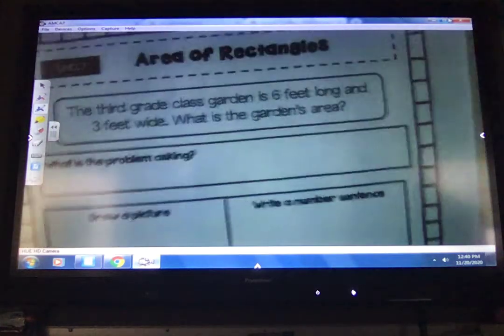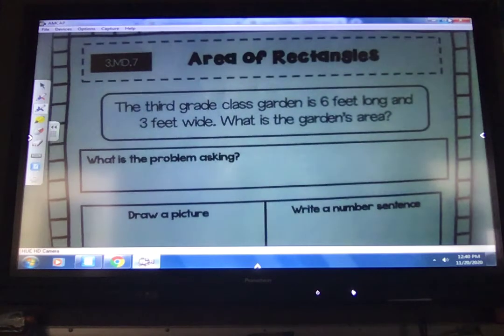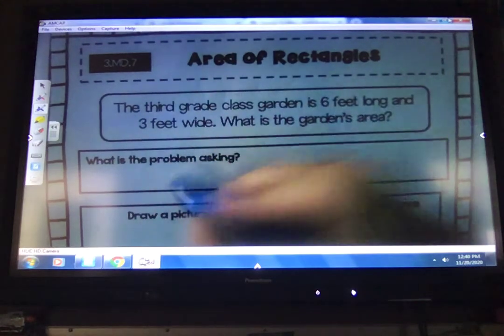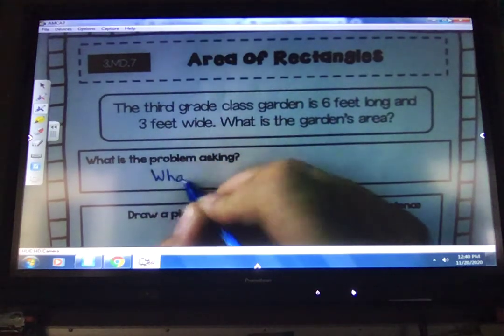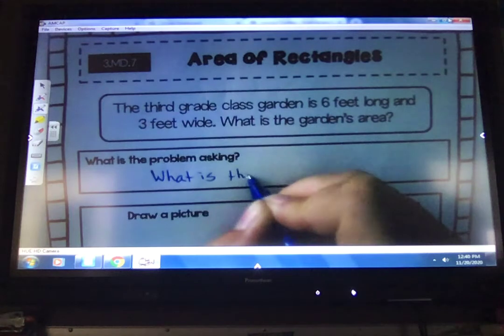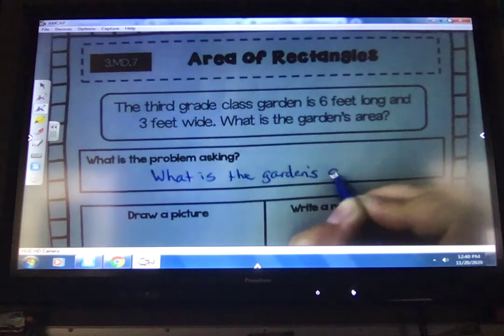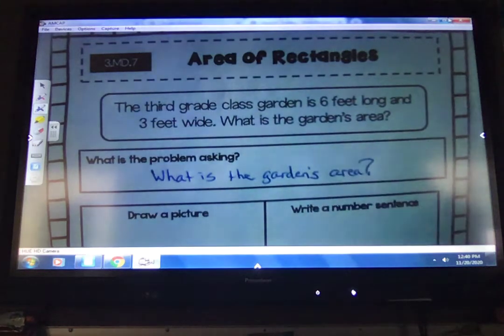Okay? The next page, well, the next 3 pages are going to look like little word problems that we're just going to work through. 2 of them are on area, and one's a review on perimeter and area. It says a 3rd grade class garden is 6 feet long and 6 feet wide. So we have our length and our width. What's the area? What's the problem asking? It wants to know what is the garden's area. So it's asking us to find area.